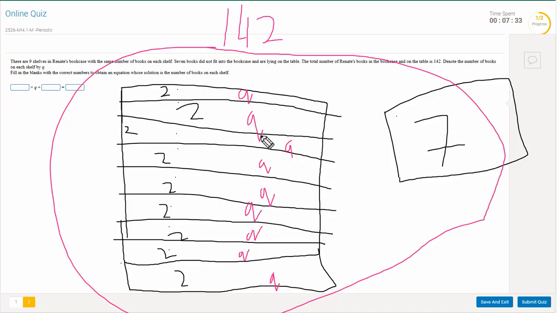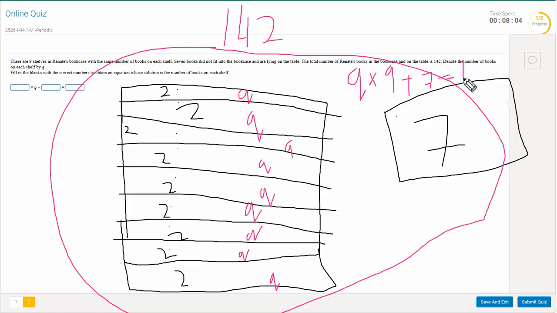Whenever you have to add a number over and over again, I always remind this to my students. Even if they're in grade 2, grade 5, grade 8, I always tell them that the number is being repeated multiple times. So you write Q. How many times is it being repeated? 9 times. That's how you get the total number of books on the bookshelves, plus the 7, which will equal 142.